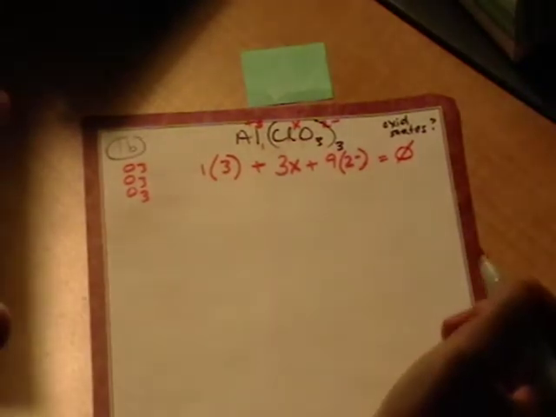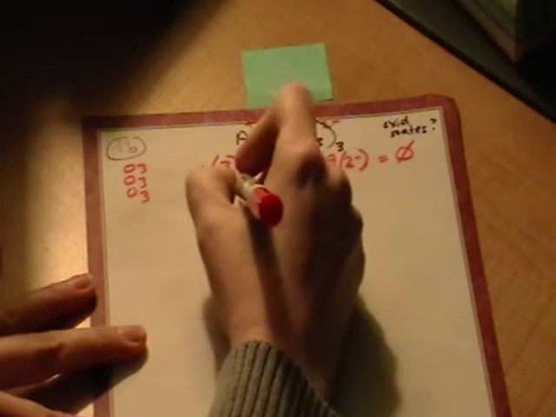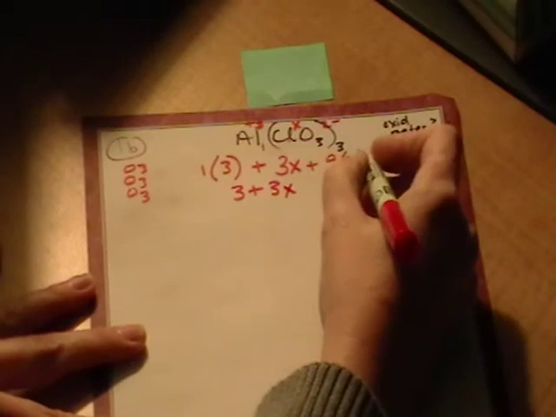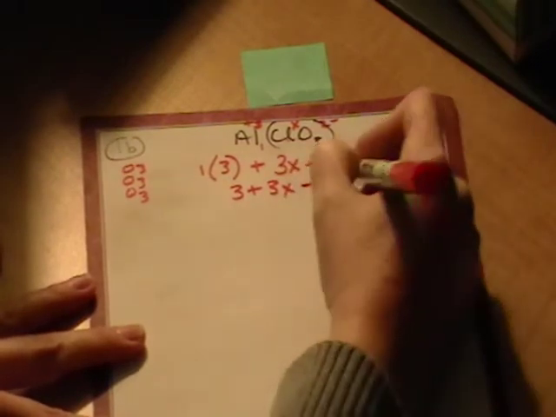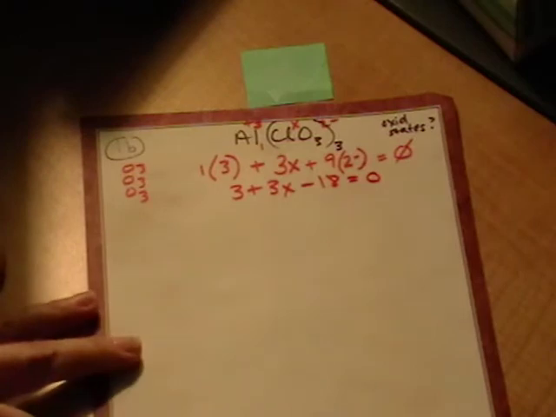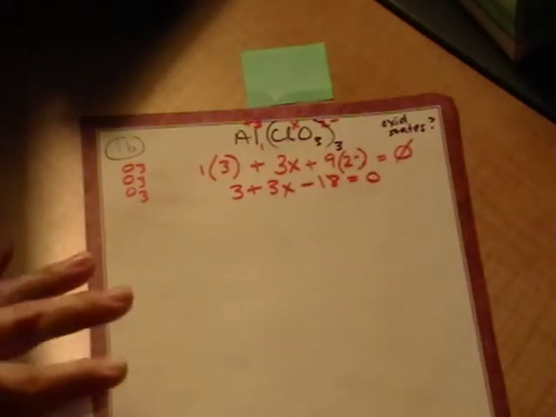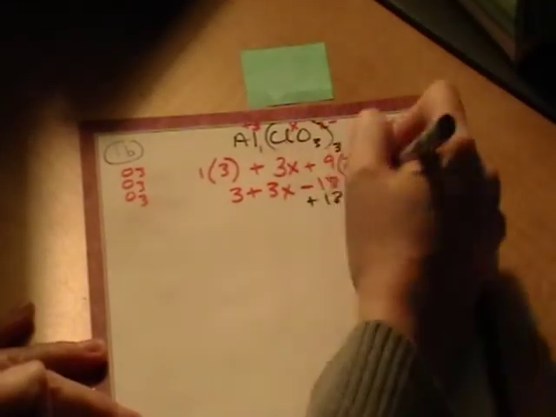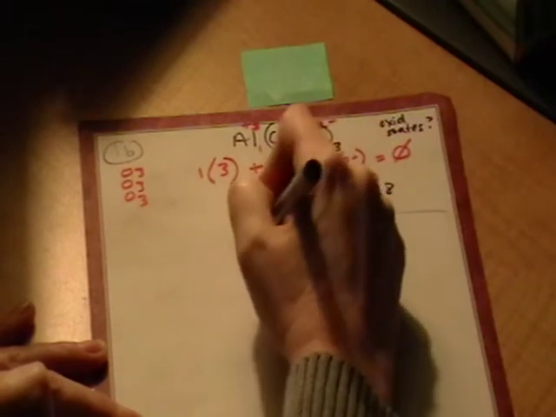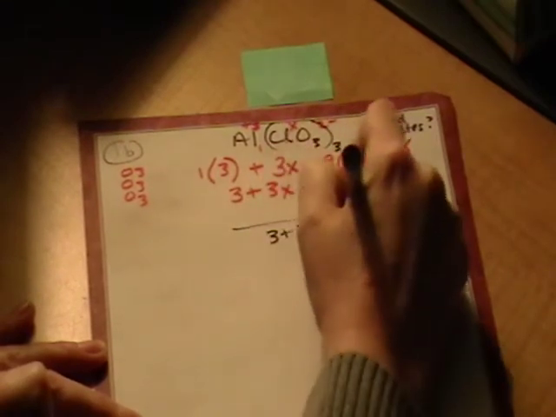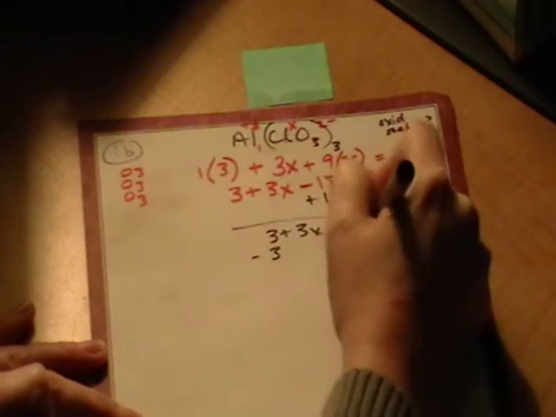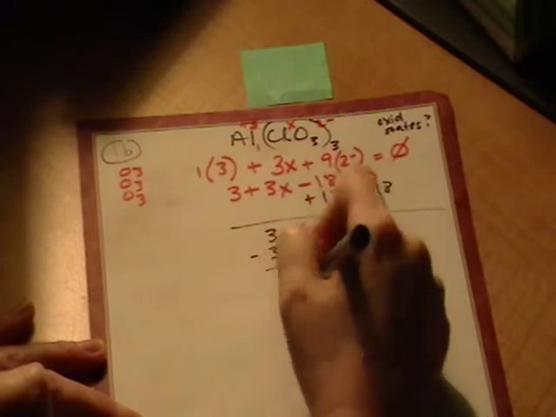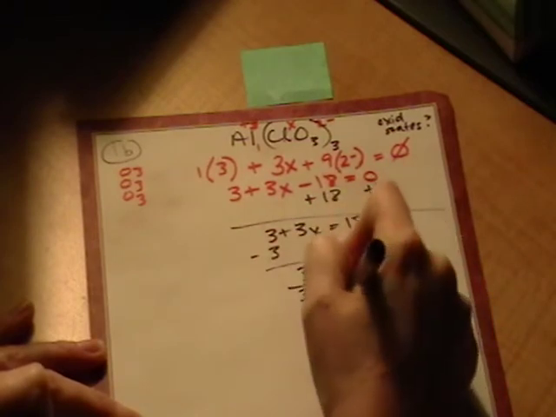So now it's just order of operations. 1 times 3 is 3, plus 3x, plus 9 times 2 negative is the same as minus 18. That equals 0. To find my charges, I can add 18 to both sides, and that gives me 3 plus 3x equals 18. Then I can subtract 3 from both sides. I get 3x equals 15. So divide both sides by 3. I get x equals 5.